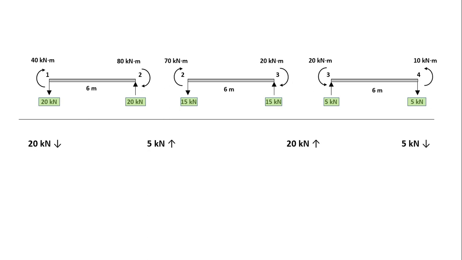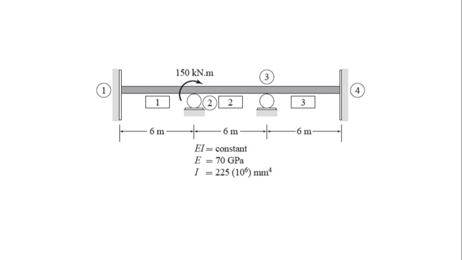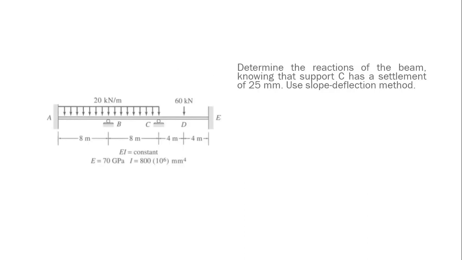So, dito pa lang sa reactions na to, makikita mo kaagad na summation of forces vertical ay 0. So, putting this one into the original beam, ito yung mga values na nakuha natin. Here are the reactions. So, you can check the validity of the summation of moment using these values. Okay? And for our last example, okay, determine the reactions of the beam knowing that support C has a settlement of 25 millimeters. Use slope deflection method.